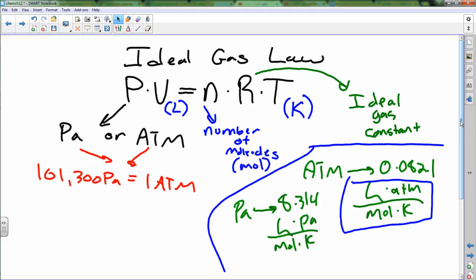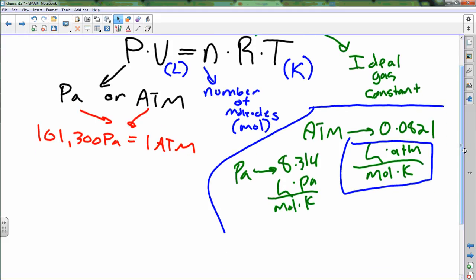Oh, I actually forgot something. This is supposed to be not pascals, but kilopascals. Sorry about that. I got ahead of myself. That changes the whole thing. That does change the game a little bit. Only by 1,000. So if you're going to put it into the equation, then you need 101.3 kilopascals.